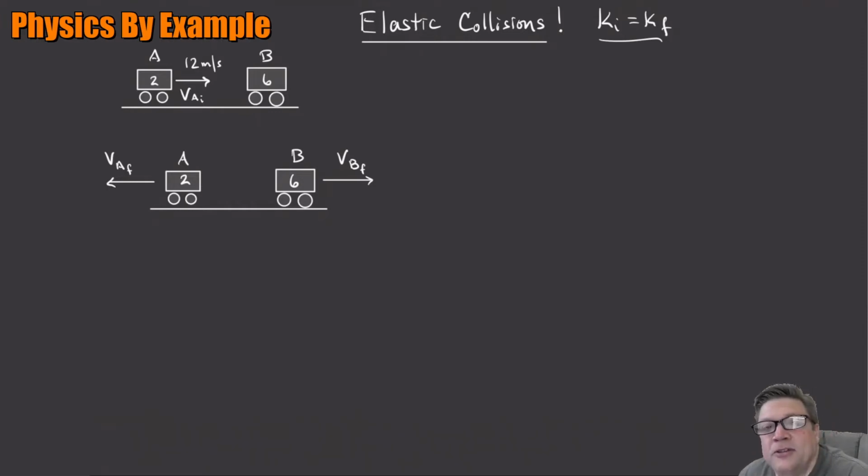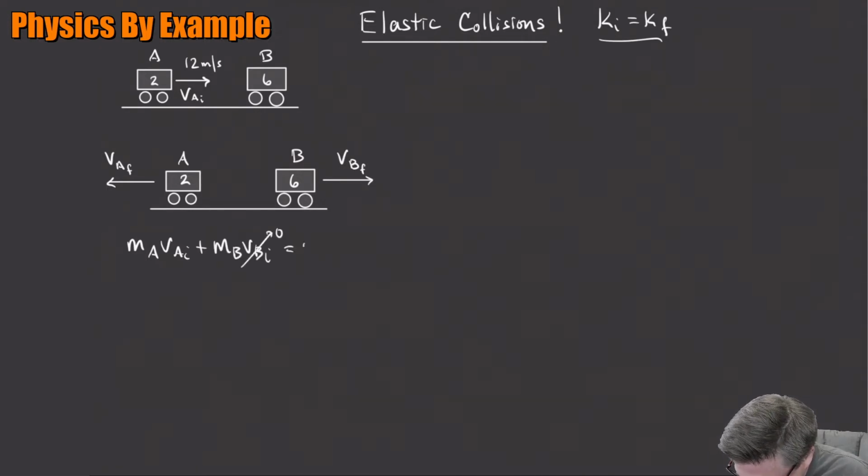If we tried to solve this just using conservation of momentum, I would have MA VA initial plus MB VB initial, but we're saying that's 0. It's MA VA final plus MB VB final. Okay, that's conservation of momentum, right? The problem is, I only know VA initial. I don't know the final speeds. I want to calculate those, but that's two unknowns in one equation, so that's not good.